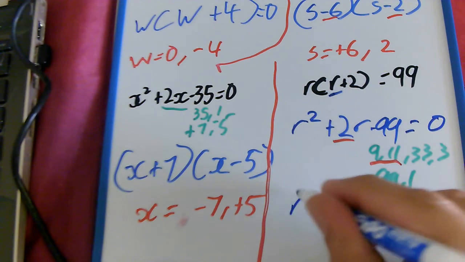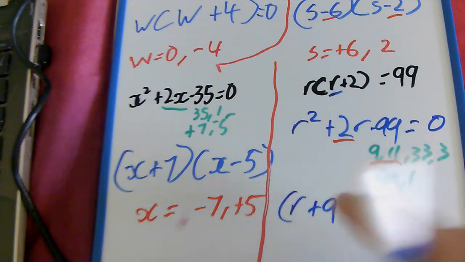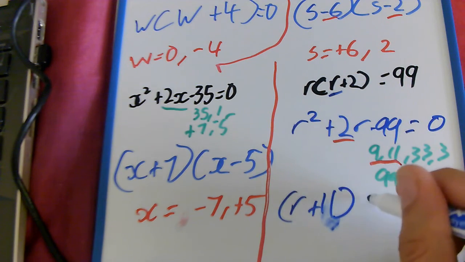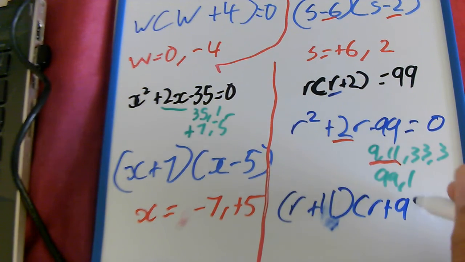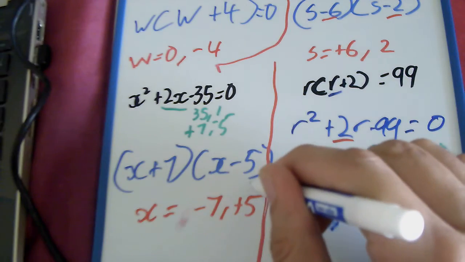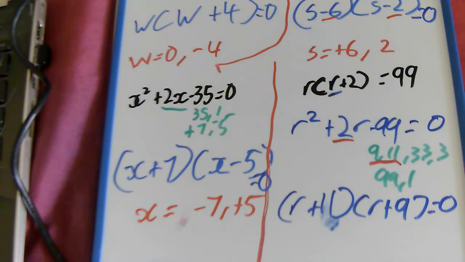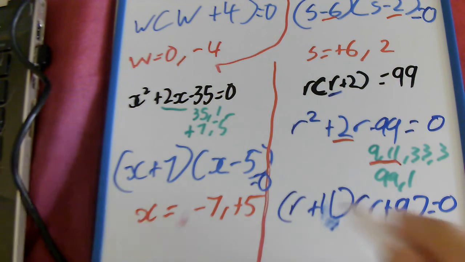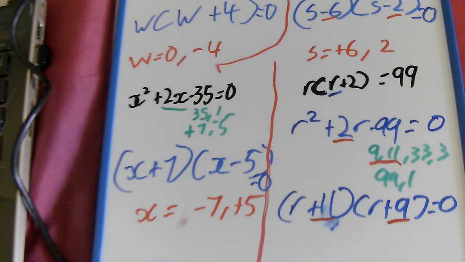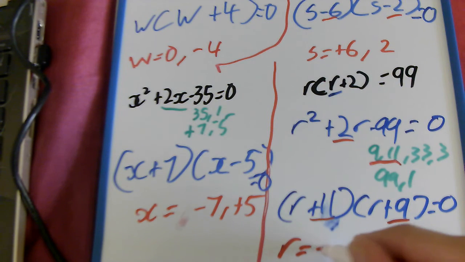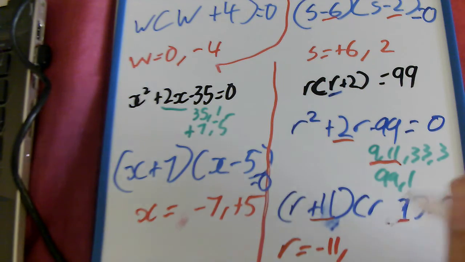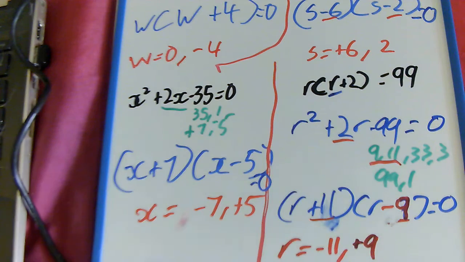We'll have r plus 11, r plus 9 equals 0. Oh, I forgot the equals 0 over here as well, sorry about that, and up there. And that will end up meaning that we've just got to do the opposite of these to get our r values to make the whole thing equal 0. So r equals minus 11, or r equals positive 9. And there we go.